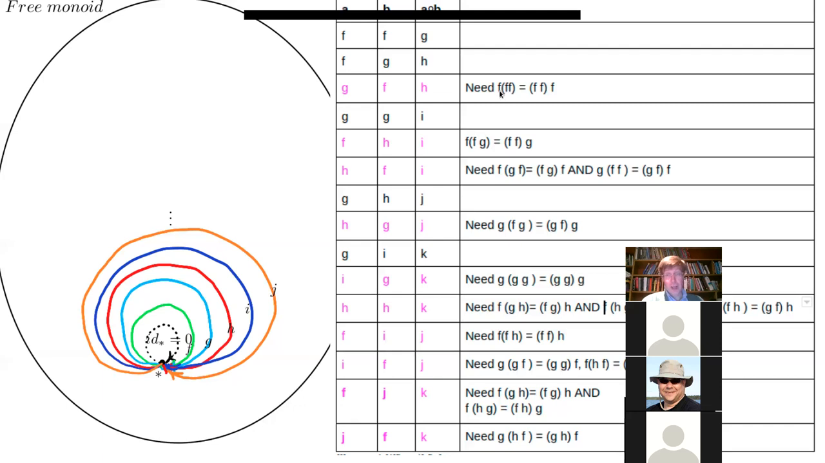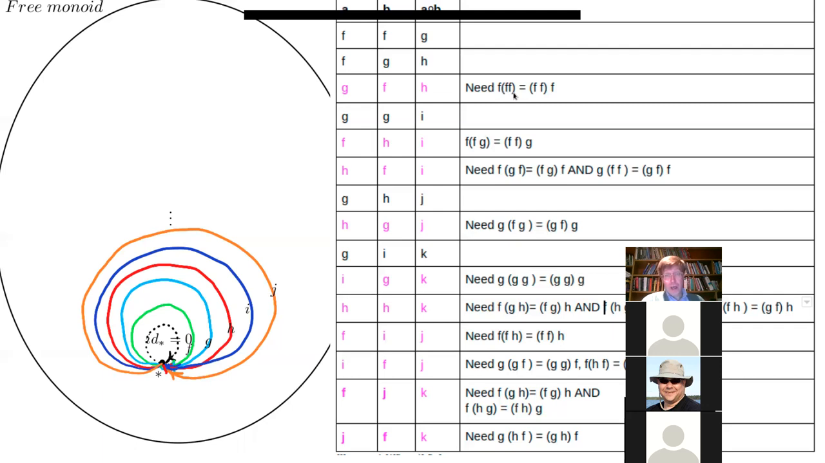And guess what this is? Anyone recognize what F combined with FF is? It's what? H. F combined with F, sorry. F combined with FF is H. Yes, it is H, exactly. And it's because FF is what? G. FF was G. G was F combined with F. So that's G right there.